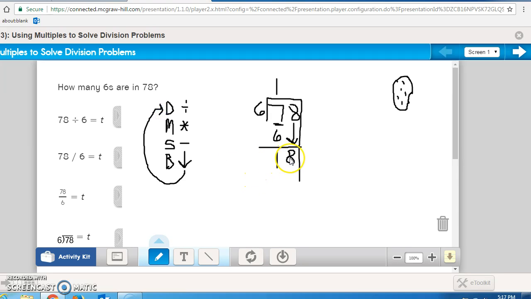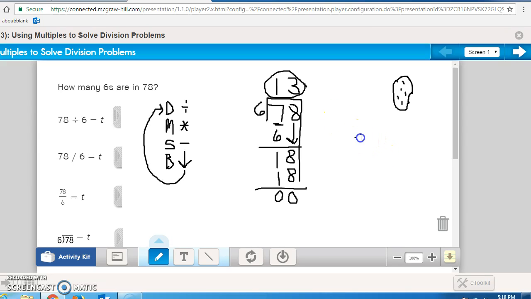What is 18 divided by 6? How many groups of 6 can I get out of 18? Well, because I know my multiplication facts well, I know it's 3. I'm going to check it by multiplying back, my second step. 3 times 6 is 18. Next, I'm going to subtract. 18 minus 18 is 0. There isn't another number to bring down because 8 was my only number I had to bring down. So my answer for this problem is 13.